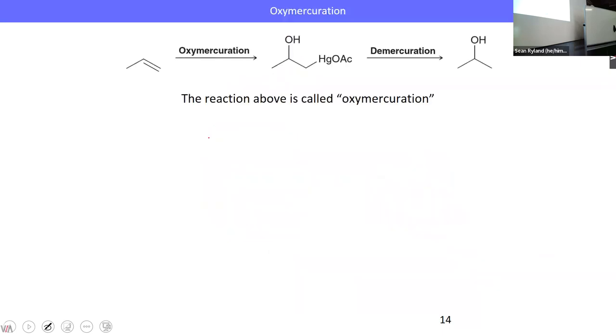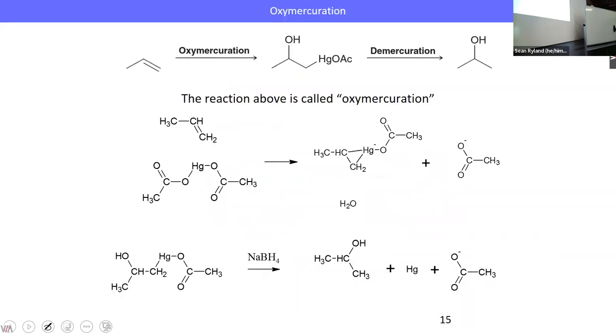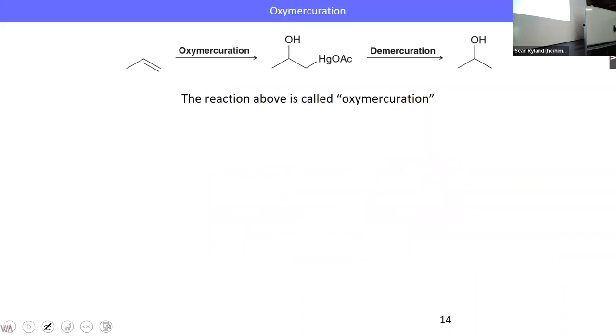All right, we have 10 minutes. We're going to go through this mechanism, which is several steps. It's going to look a little intimidating at first, but then we'll start next class by going through it again.